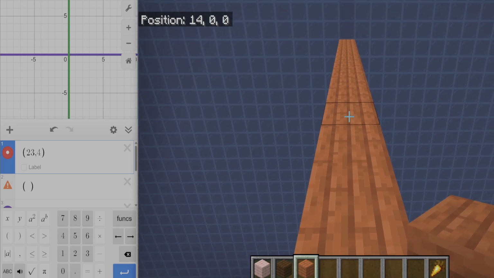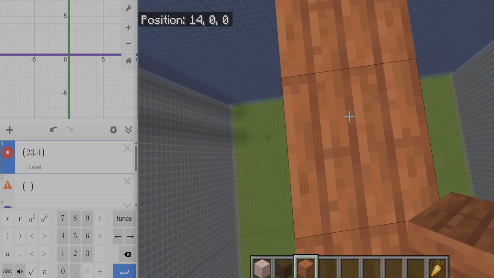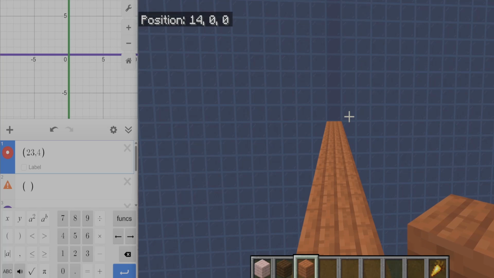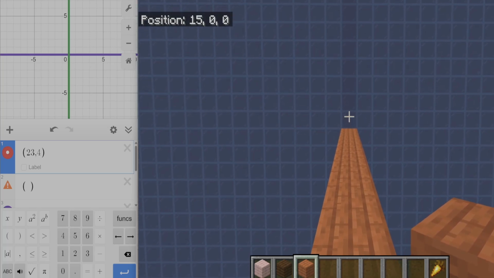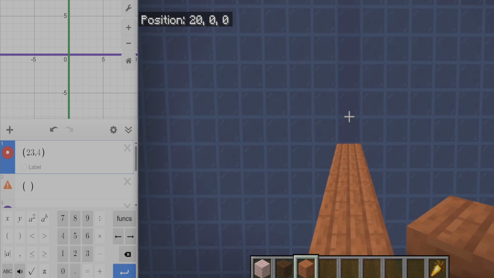Now, what about 14 plus 6? So I'm at 14. We're going to add a positive number, which means we're going to look in the positive direction, and we're going to go 6. That's 1, 2, 3, 4, 5, and 6. So 14 plus 6 is 20.